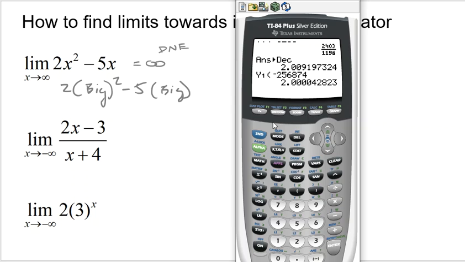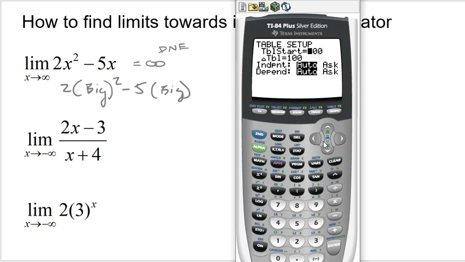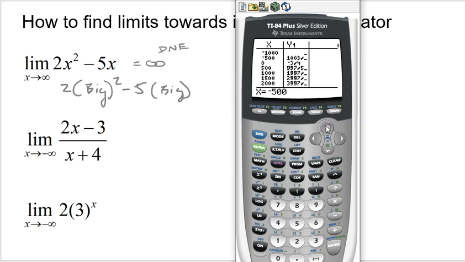If you want to set this up as a table, second table set, start it at 0, and then make the table go, heck, make it go by 500s if you want. And then second graph. Now, we got to go up to go into the negative. So notice if I go up, my x values are getting more and more negative. And now the y values are getting closer.